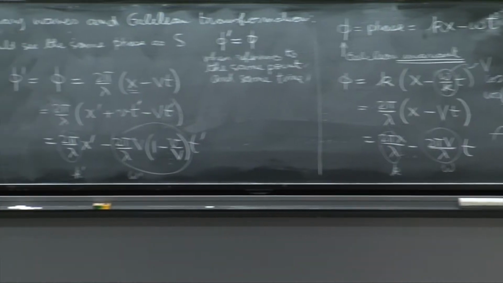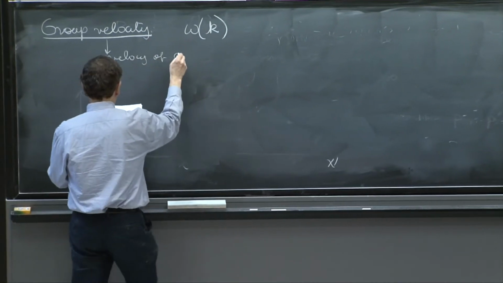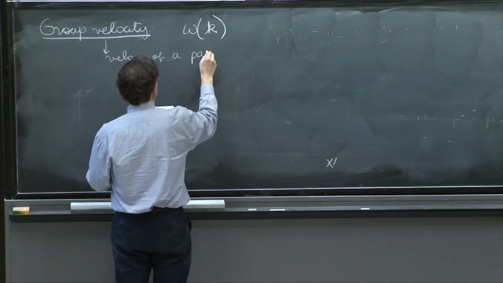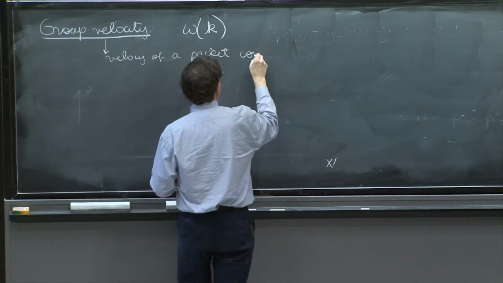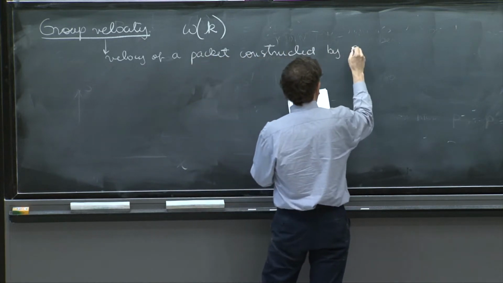And the group velocity is the velocity of a wave packet constructed by superposition of waves.